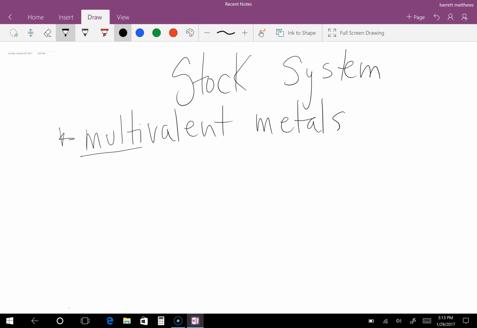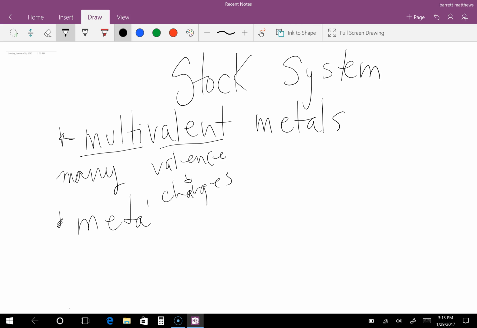Unlike group 1 and 2, multivalent metals have different numbers of charges. The multi, meaning many, the valent, meaning valence or charge. So these metals don't just have a +1 or a +2. They have +2, +3. They have many or multiple different charges.